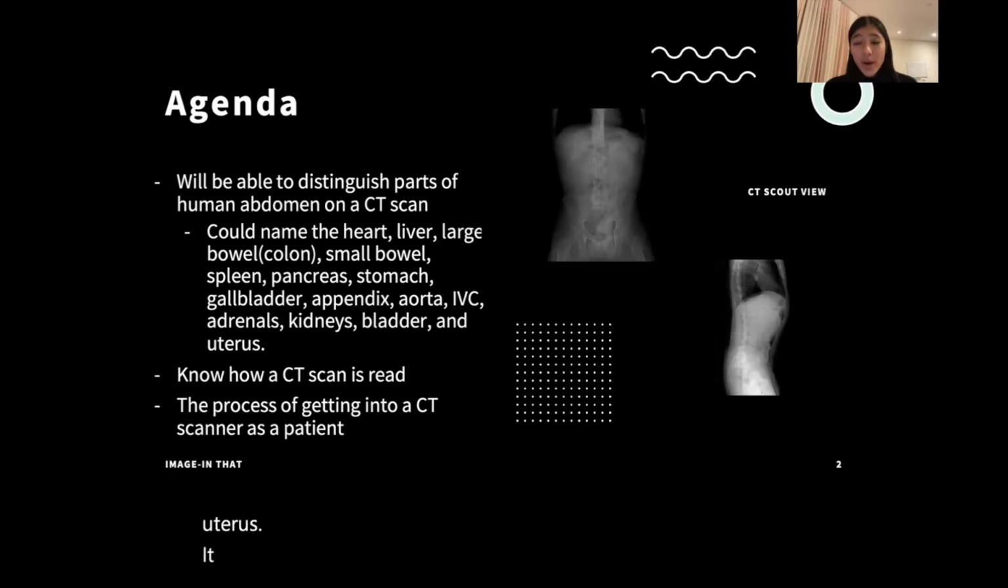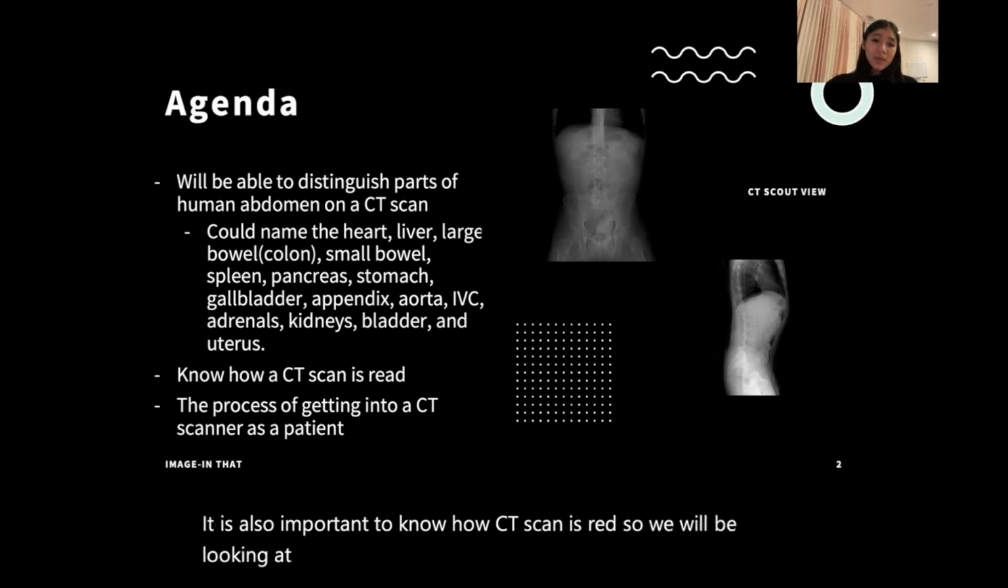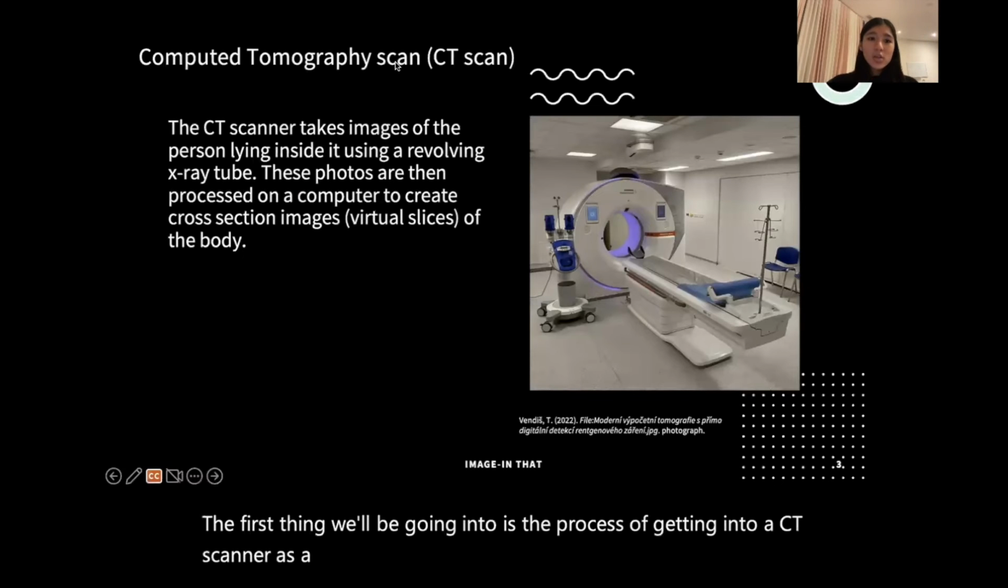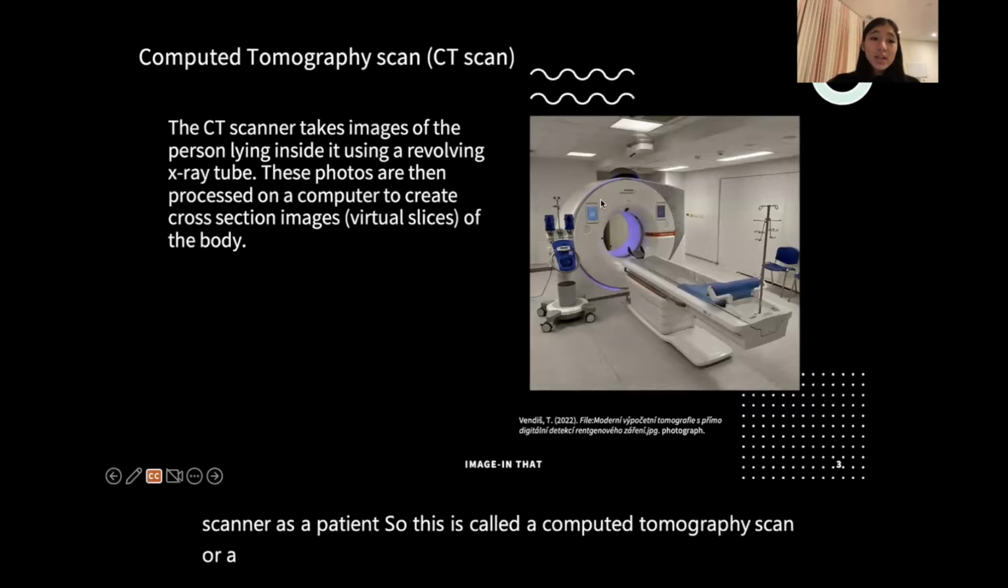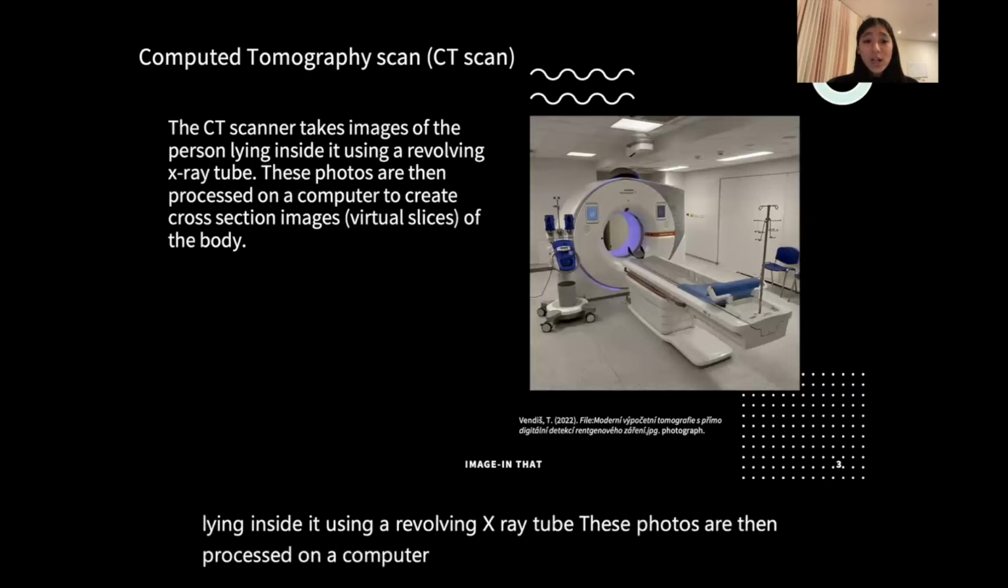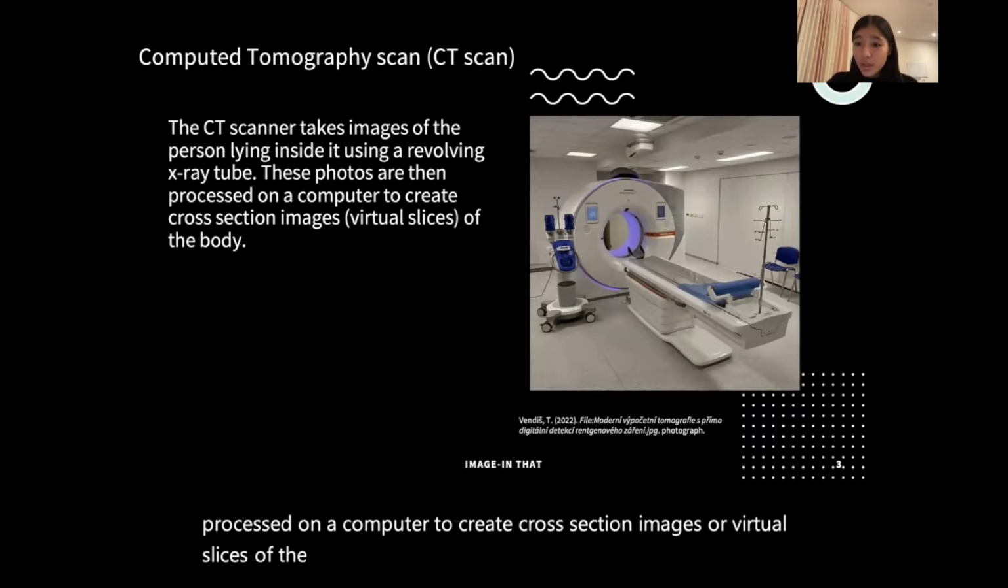It is also important to know how a CT scan is read. So we will be looking at an example. The first thing we will be going into is the process of getting into a CT scanner as a patient. So this is called a computed tomography scan or a CT scan. The CT scanner basically takes images of the person lying inside it using a revolving X-ray tube. These photos are then processed on a computer to create cross-section images or virtual slices of the body, which is what we will be looking at.